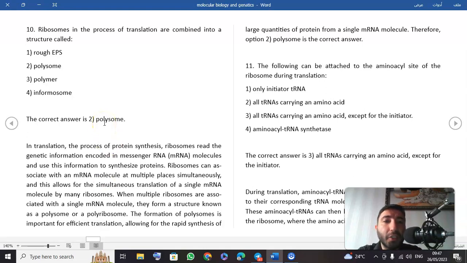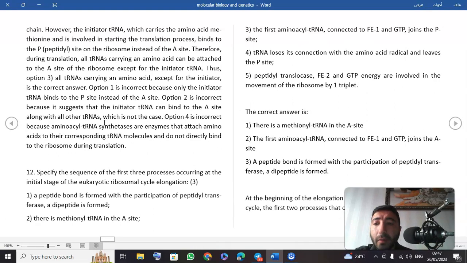Question number 11. The following can attach to the aminoacyl site of the ribosome during translation: tRNA, except the initiator. Question number 12. Specify the sequence of the first 3 processes occurring at the initial stage of the eukaryotic ribosomal cycle, elongation. It will be like the first aminoacyl tRNA connected to EF1 and GTP joins the P site. Number 3 and as well number 2, which is methionyl tRNA in the A site. As well, there is also aminoacyl tRNA in the A site.